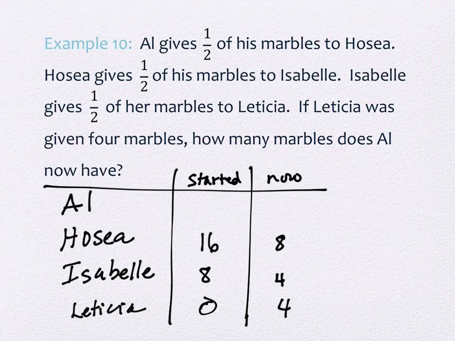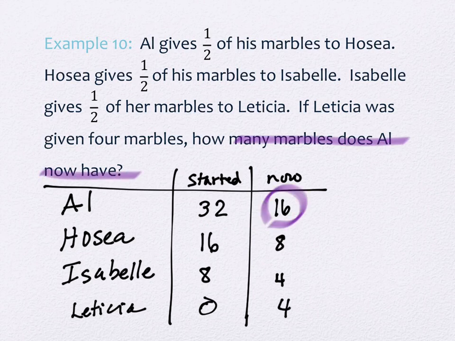Where did Jose get his marbles? Al. So how many marbles does Al have now? 16. How many did he start with? 32. So here's my chart. It identifies lots of things, but we want to make sure that we answer the question asked, which is how many marbles does Al have now? And that answer is 16.